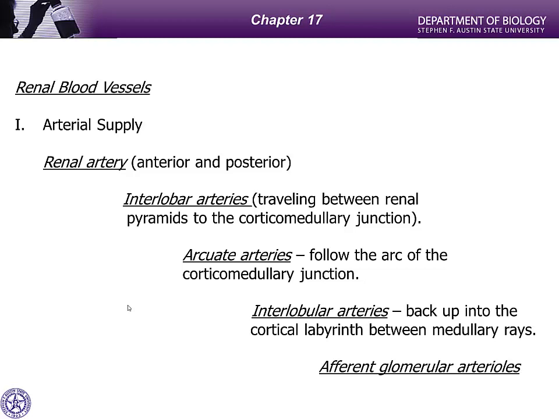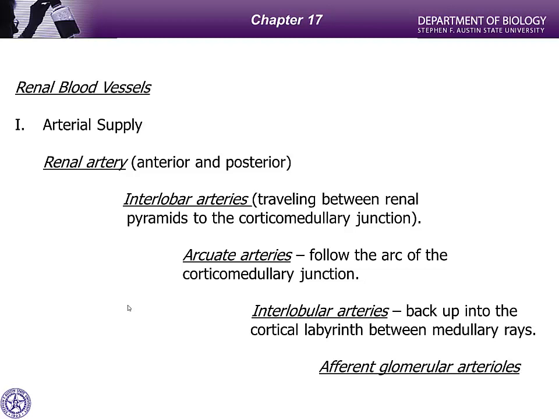Now, to get blood to the glomerulus, we're going to have to remove this blood from the body. So we're going to start with our arterial supply of blood. It's going to enter into the kidney at the hilum through the renal artery. Then this renal artery is going to send branches up through the medulla, and these are called interlobar arteries. And these are going to run up through the medulla toward what is known as the corticomedullary junction. So this is the area between the cortex and the medulla.